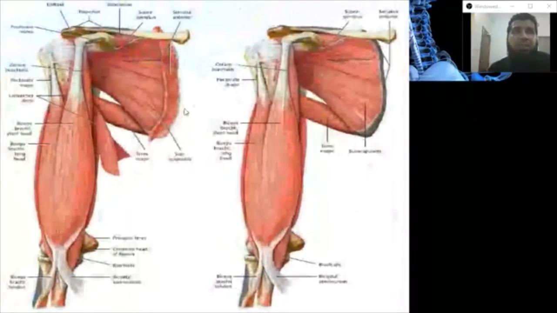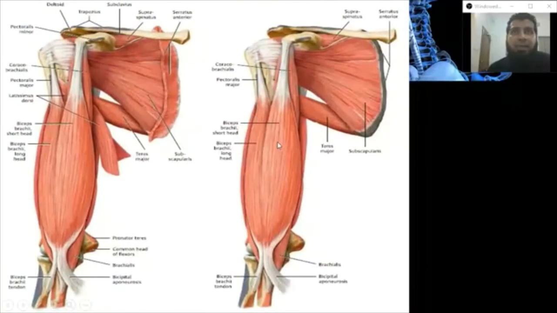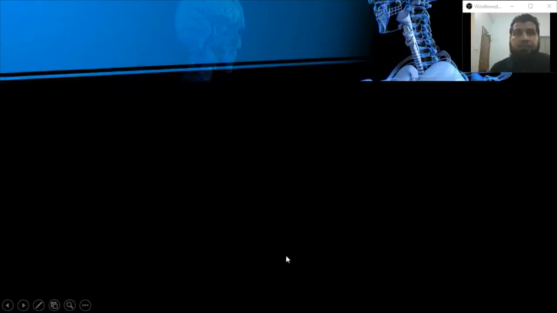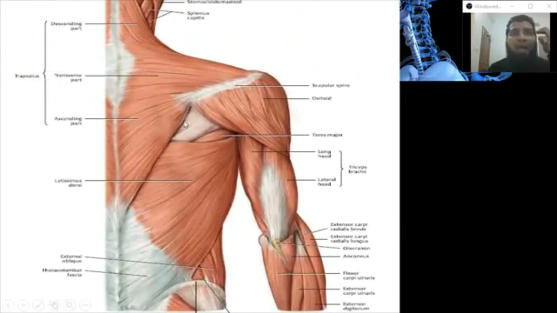So this figure shows the deep muscles of the arm. This is the biceps brachii, and deep to the biceps there is brachialis. This figure shows the back muscles. This is the diamond-shaped trapezius muscle, which has three parts: descending part, transverse part, and ascending part. This is the latissimus dorsi muscle, and this is the deltoid muscle, and this is the triceps muscle having three heads, long head, lateral head, and medial head, supplied by the radial nerve.